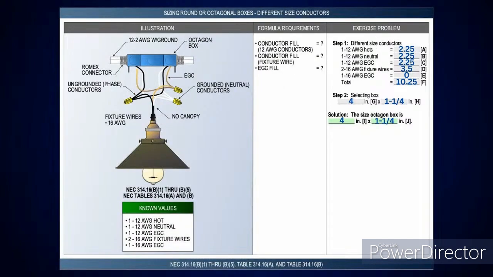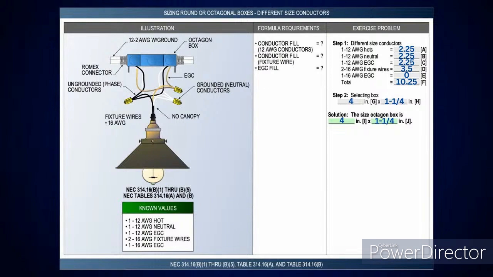Now, the second part is different size conductors. Now, we got one number 12 hot. This is actually a simple one. We got a number 12 ground and neutral conductor. We have a number 12 equipment ground, and we have 2 number 16 fixture wires and 1 number 16. Now, you'll notice in this, there's no canopy. So if I look at the different size conductors in step 1, where we always start is 314.16(B)(1) through (B)(5).